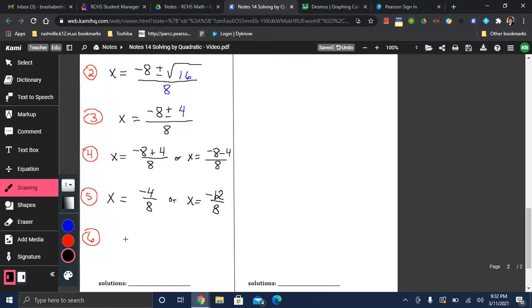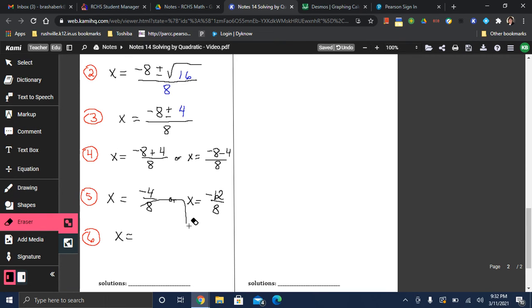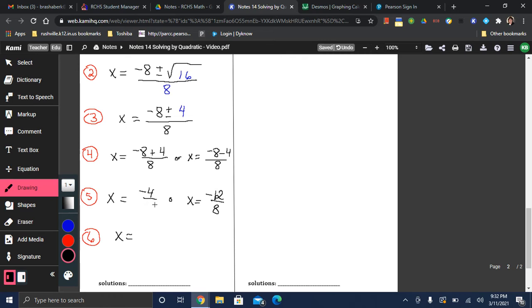You have x equals. Now, if you're not good with fractions, let me bring up Desmos so that you can see what you can do with that. Just a second here. My eraser is not working like I want it to. Let me get back my 8.